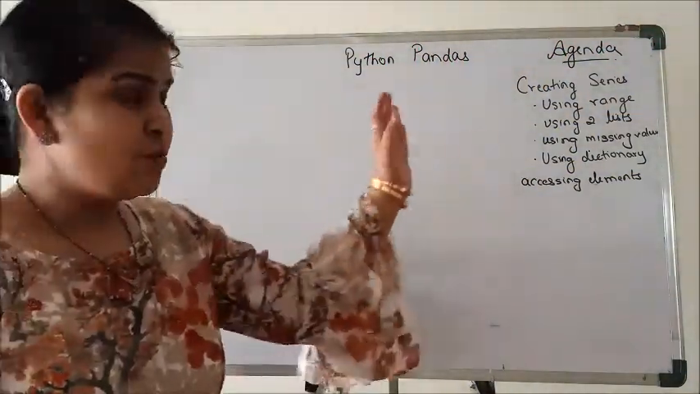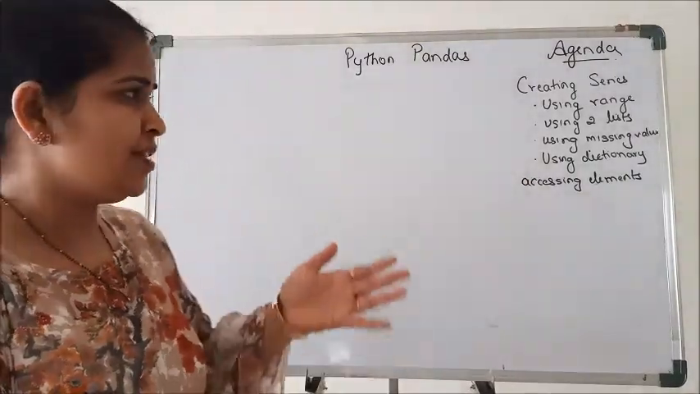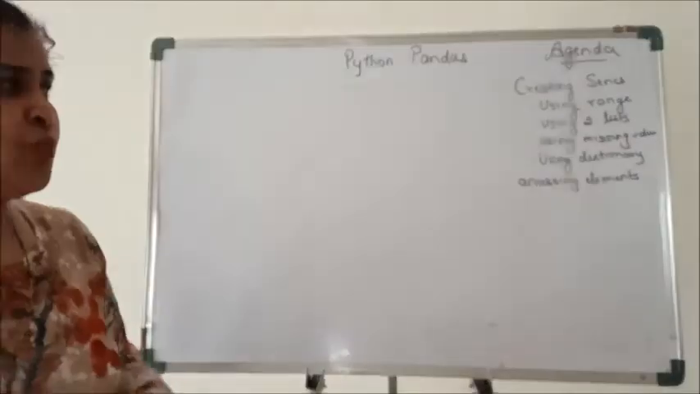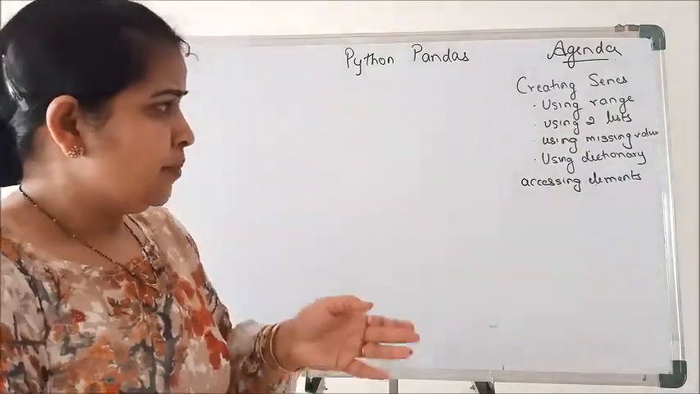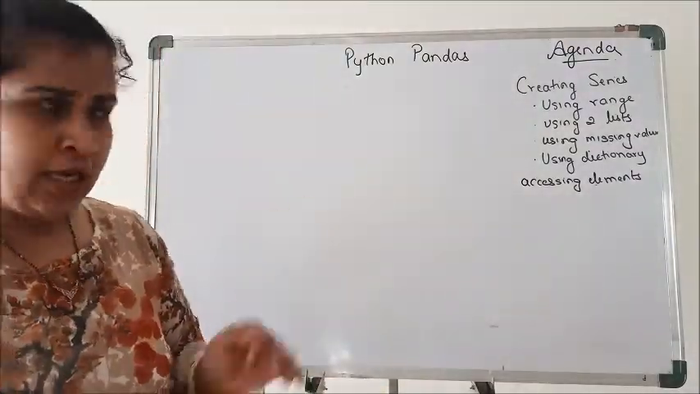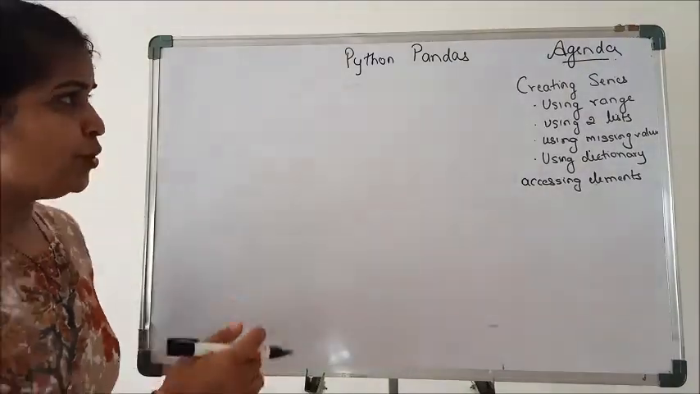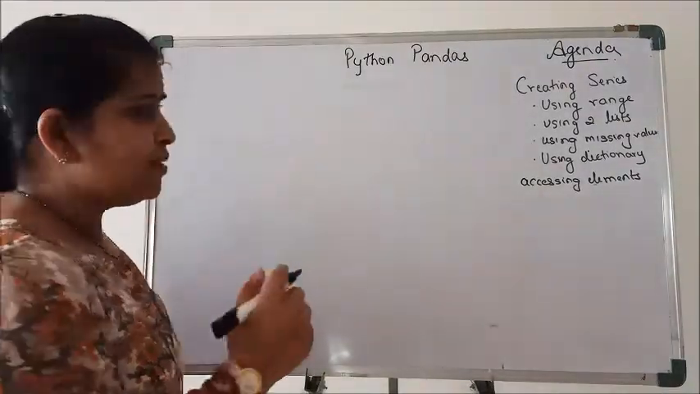So today we are going to move ahead with creation of series. In this video I will be covering creating series using arguments, in which the arguments will be range, to list, missing values and dictionary. Then I'll tell you how you can access elements of series. So first of all, creating series using range.